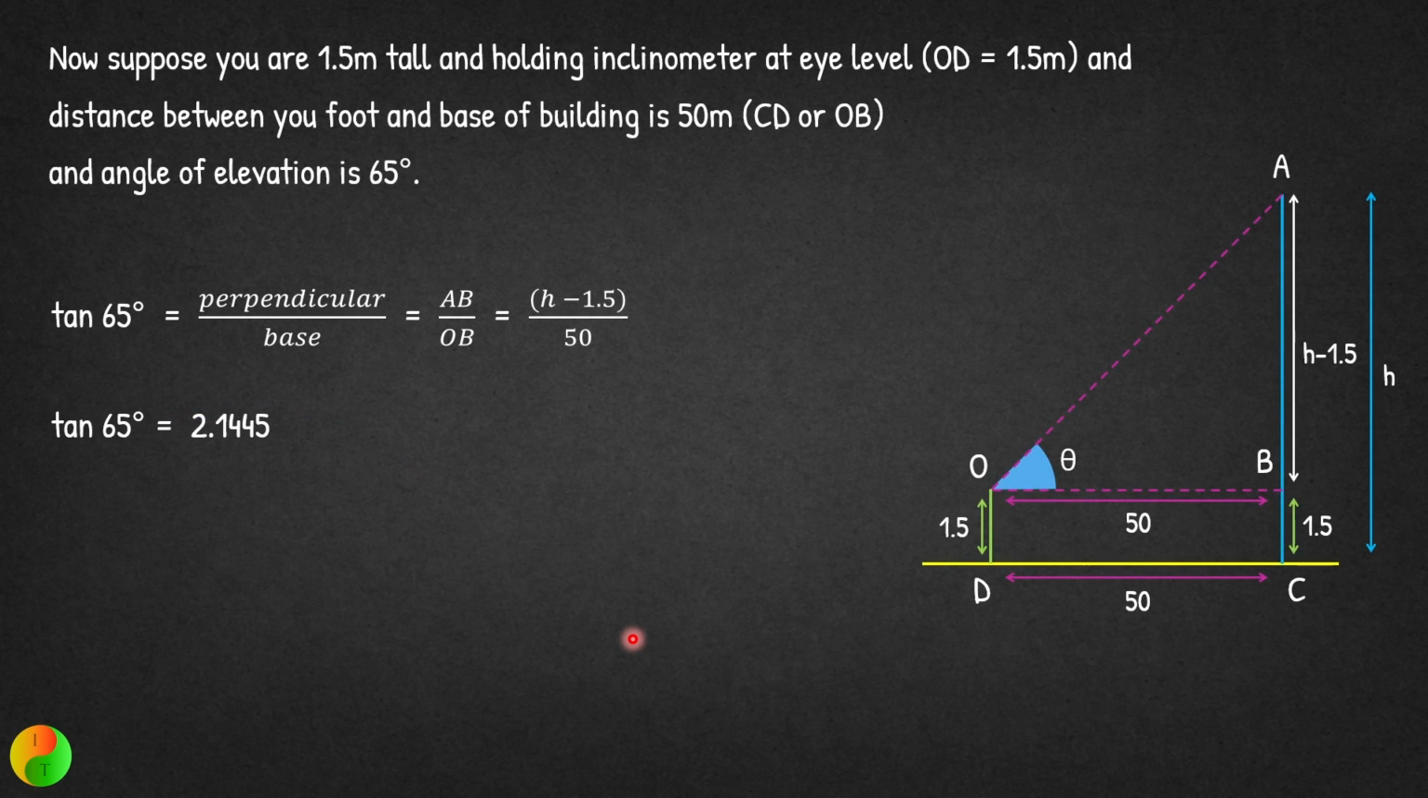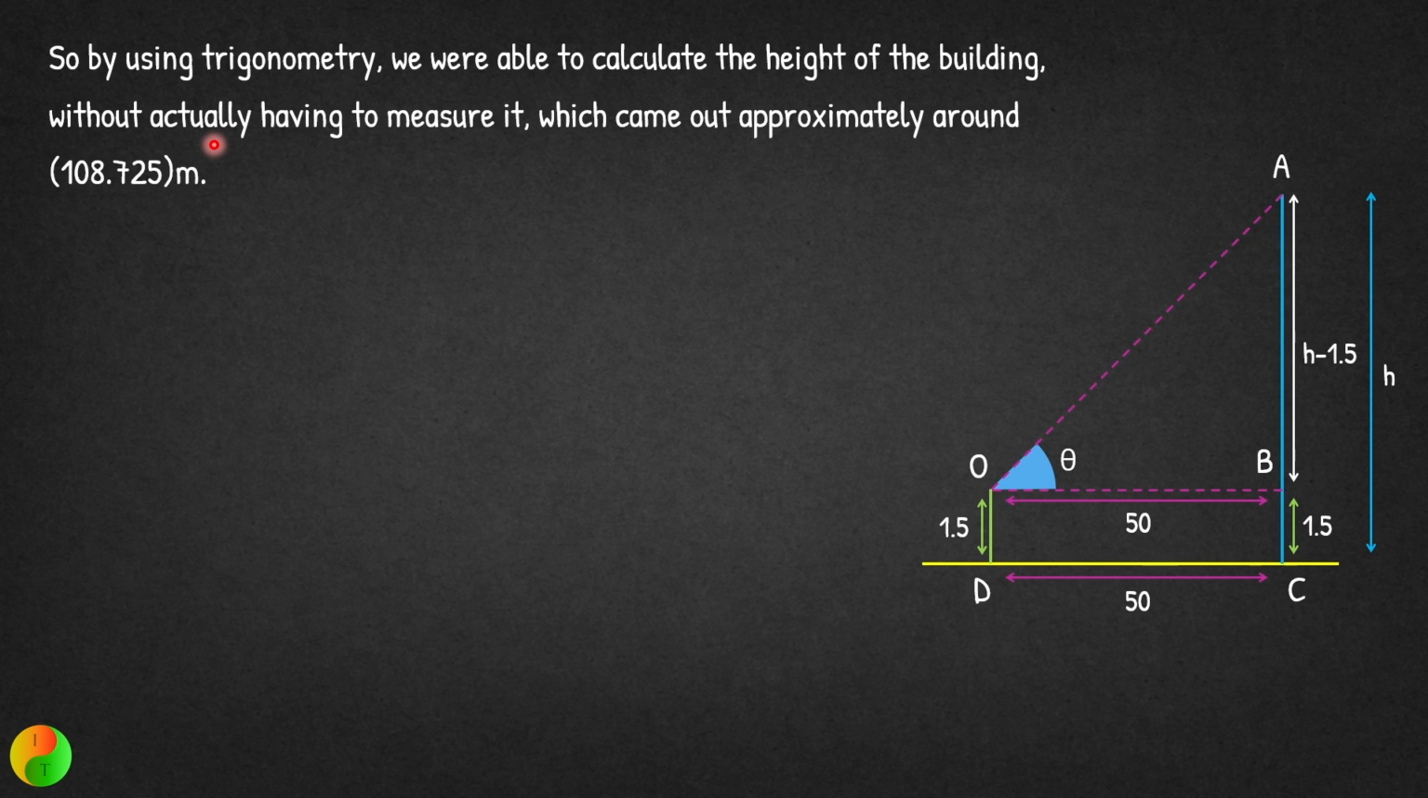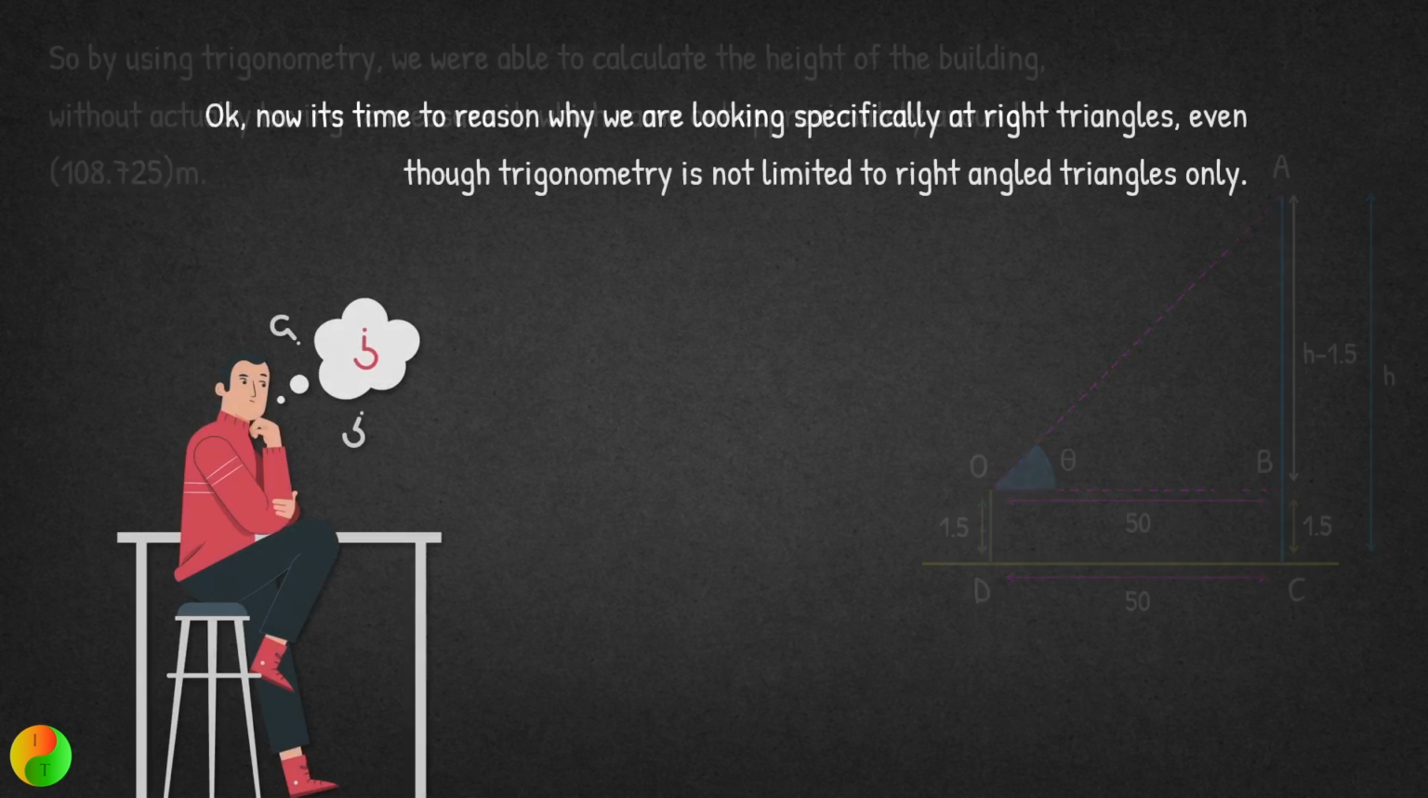Now let's substitute this value, and from here we can find the value of h, which is approximately equal to 108.725 meters. So by using trigonometry we were able to find the height of the building without actually having to measure it, which came out approximately around 108.725 meters.